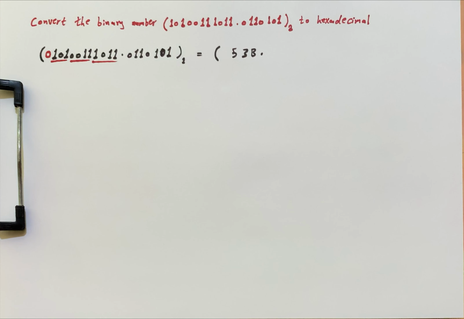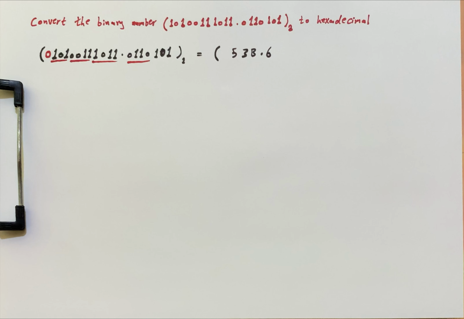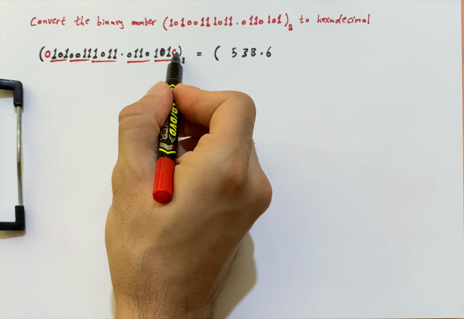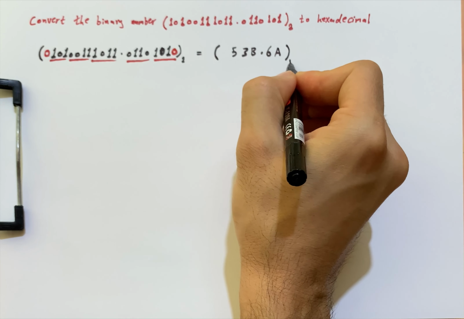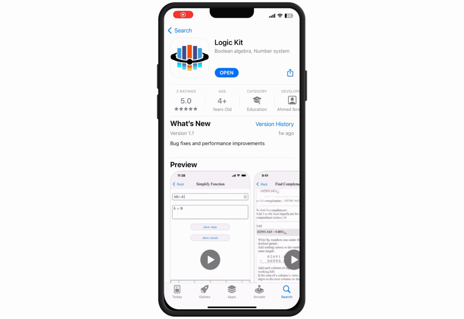Now we will convert the fractional part, starting from the right of the decimal point with these 4 digits. From the table, these digits are equal to 6. Then we take the last group of the number, these 3 digits, and we will assume there is a 0 to the right of them, where this 0 is not changing the value of the number. So from the table, this group is equal to A. So the number 10100111.0110101 in binary is equal to 53B.6A in hexadecimal.